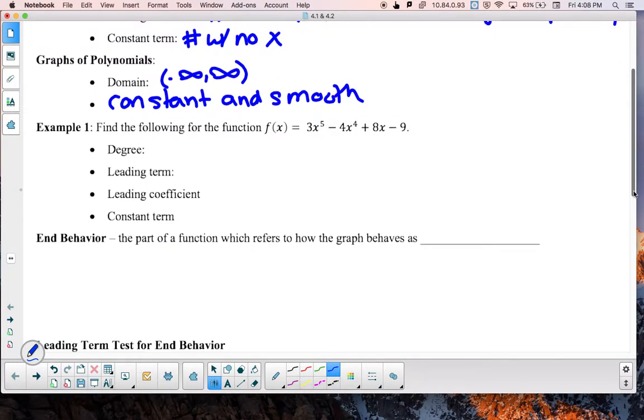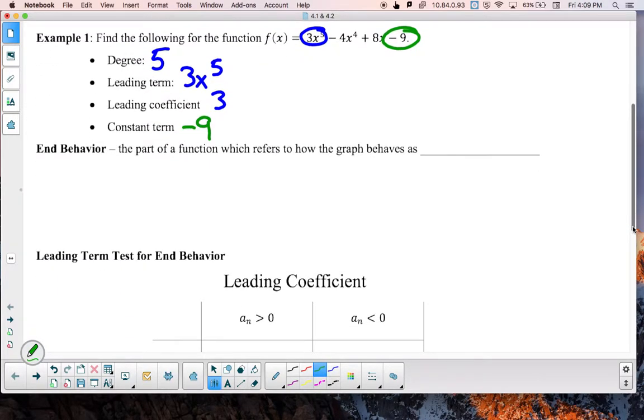If we look at this first example, we have f of x equals 3x to the 5th power minus 4x to the 4th plus 8x minus 9. A lot of what we're going to be looking at is our leading term. Our leading term is 3x to the 5th, which means that our degree is 5, our leading coefficient is 3, and then our constant term is negative 9. Our constant term is really important. This is going to be our y-intercept.